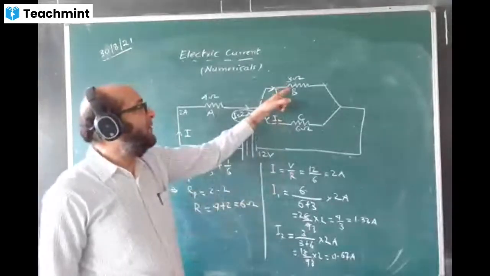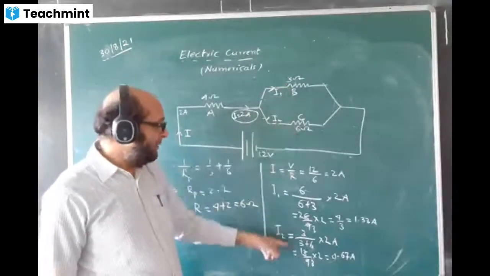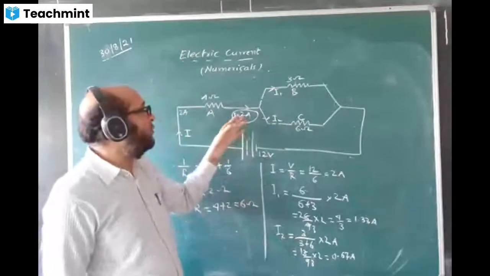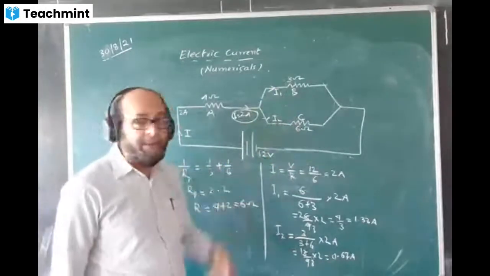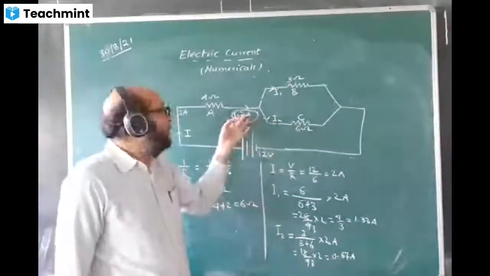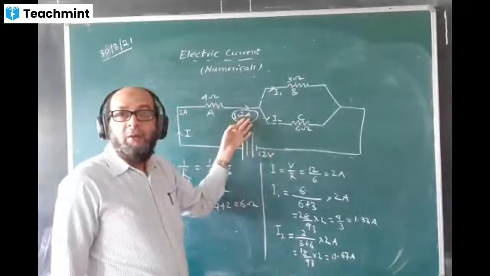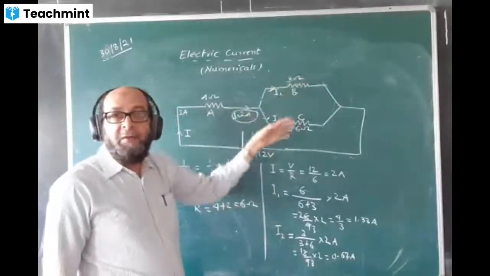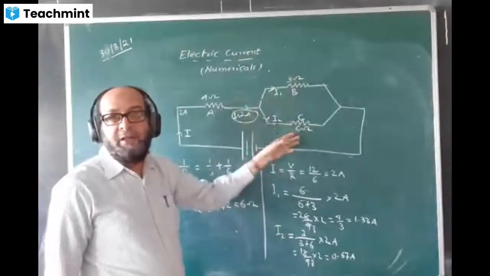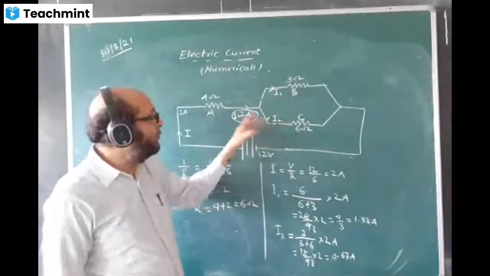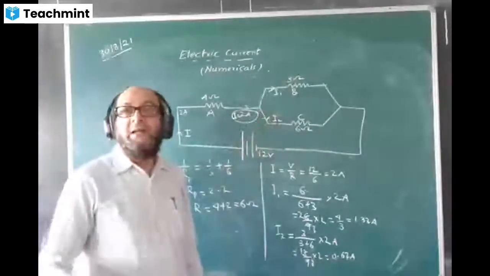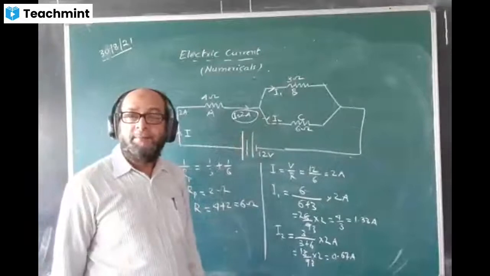If we find the answer in one branch, for the second branch, instead of doing it like this, we could subtract also: 2 minus this, and I'll get the answer of the second branch. Because the total current we have is 2. The first part is this much, so the remaining part is 2 minus this. Or if I find the value of I2, 2 minus this gives I1. That is also a method of finding.